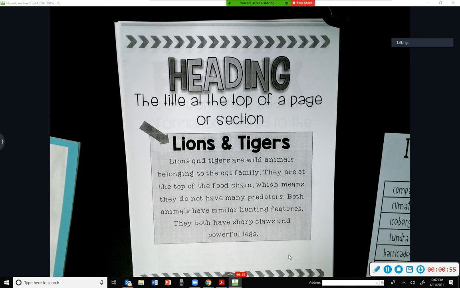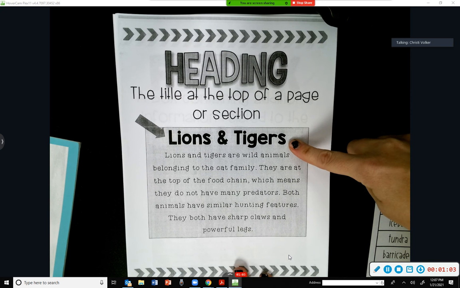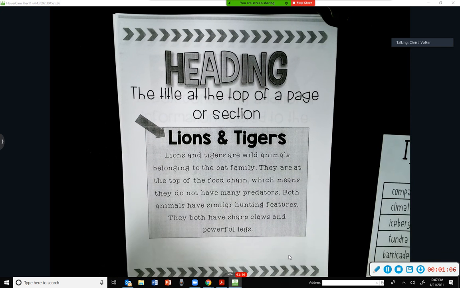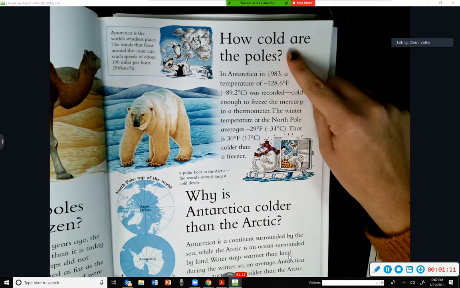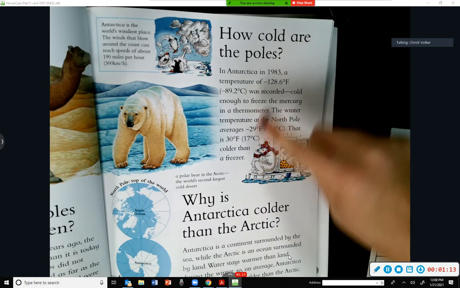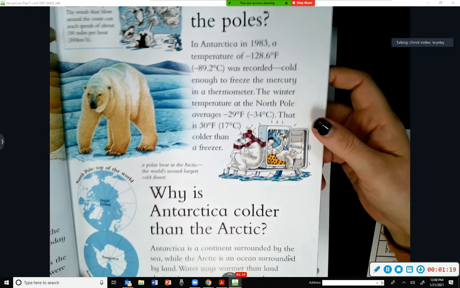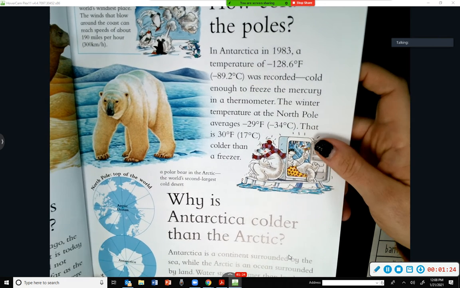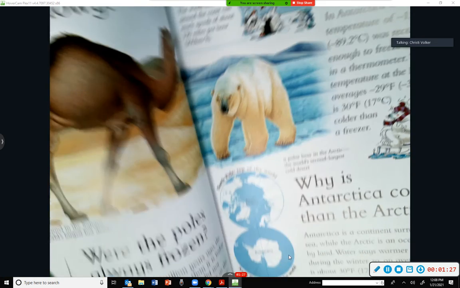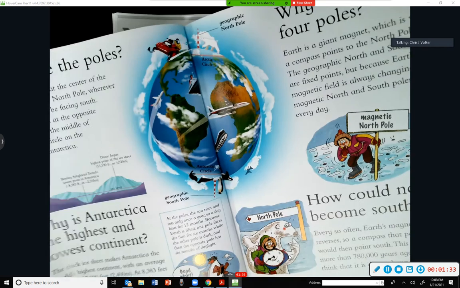Okay? The first one is a heading. The heading is the title at the top of a page or section. So like this, lions and tigers. So in the book, we saw a lot of headings. How cold are the poles is a heading. And then it has different headings for each little section that we were reading in the book. Okay? So that's called a heading. When it gives you a smaller heading underneath that, we call that a subheading.